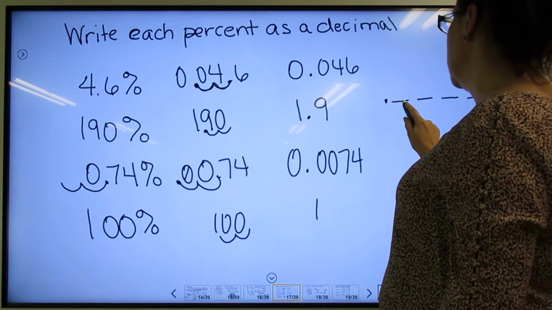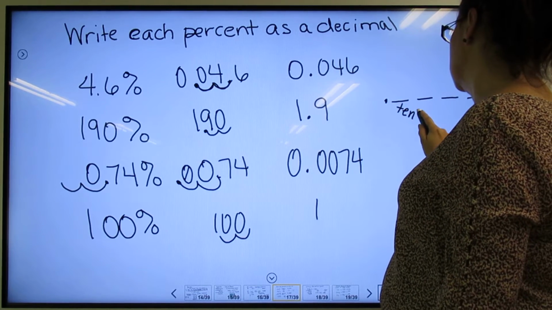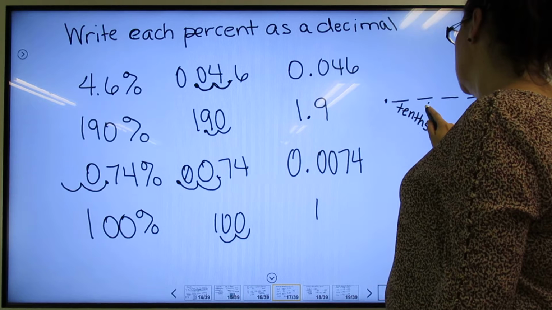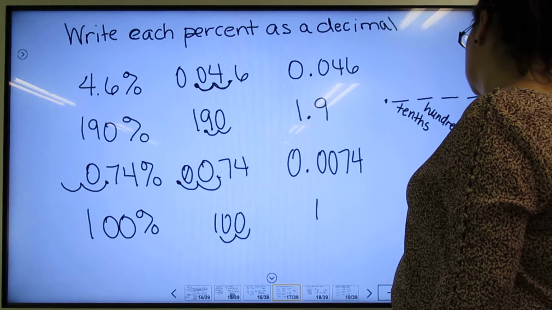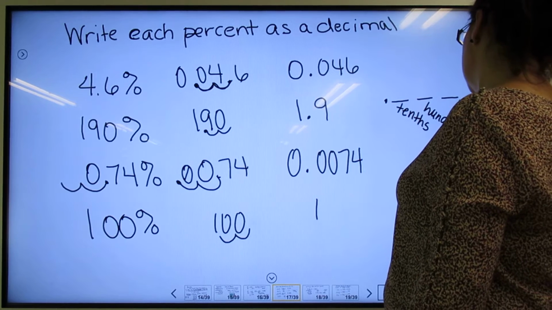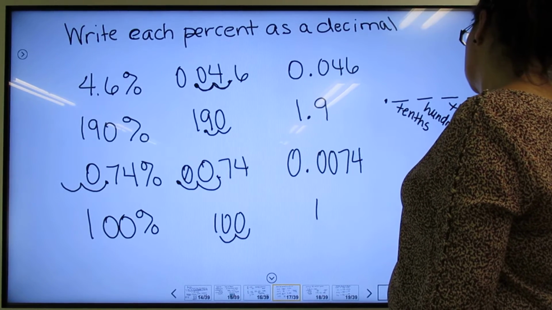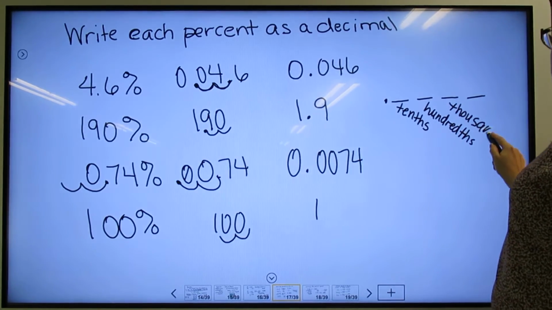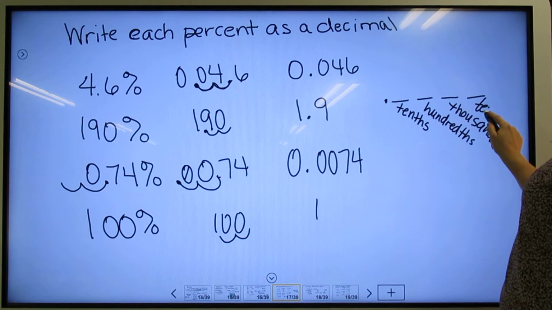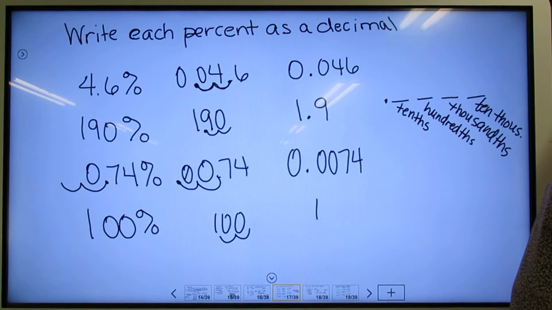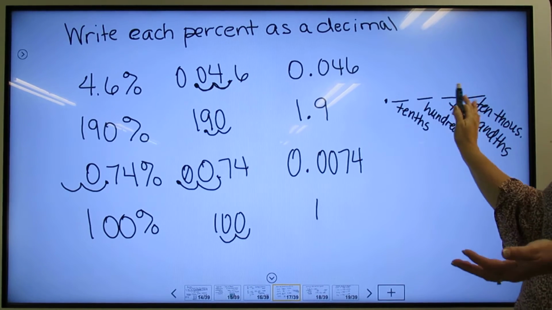Place value goes tenths, hundredths, thousandths, and ten-thousandths. It goes on and on and on, but right now we just worry about the 4 places after the decimal, right?